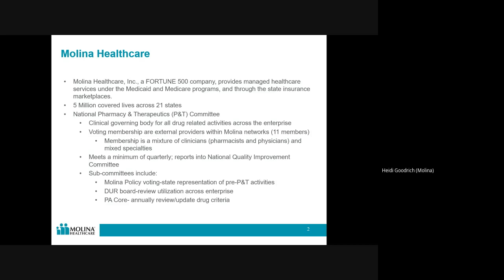We have a National Pharmacy and Therapeutics Committee, and they are the clinical governing body for all drug-related activities across the company. This membership is made up of various physicians and pharmacists who practice in a variety of settings, and they are not employed by Molina Healthcare. This committee meets at least quarterly, and they also report into our National Quality Improvement Committee. And there are also various subcommittees that report up to the National P&T that I'm a part of, so I can communicate Utah's specific requirements or needs as necessary. And that includes a Molina Policy Voting Committee, a DUR board, and also a PA core committee where we review and update our drug criteria.